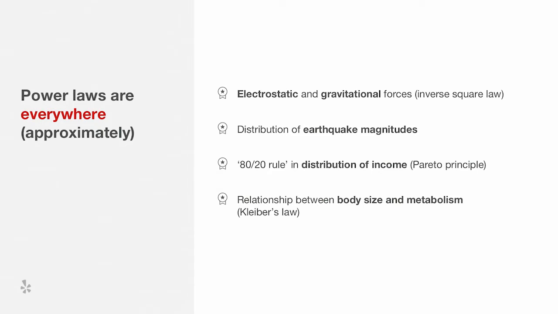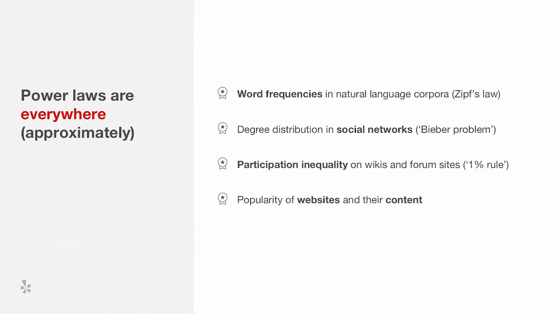Distribution of income, Pareto's law, that's also a power law. And there are examples from life sciences as well. For example, there's a relationship between the body size of an animal and its metabolic rate, called Kleiber's law. But maybe more relevant to this kind of audience, they also crop up a lot in data that comes from human behavior, human choice, human preferences, that kind of thing.